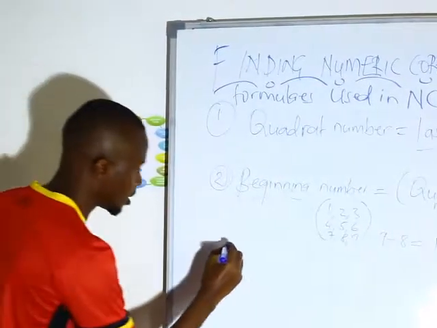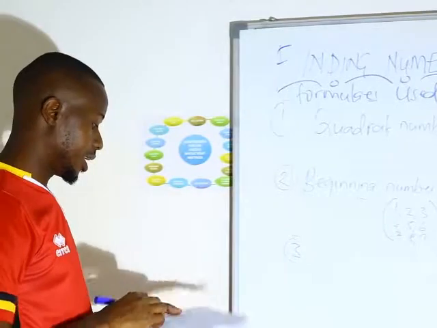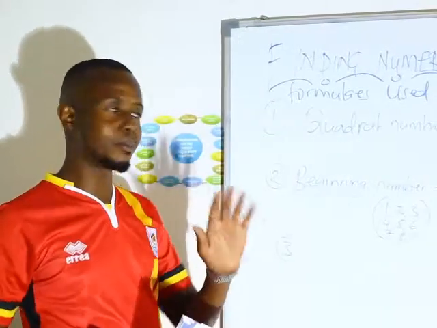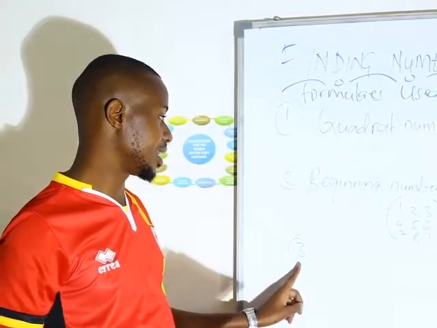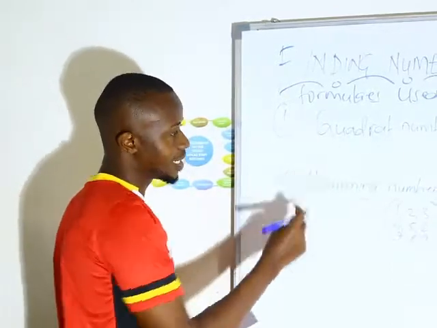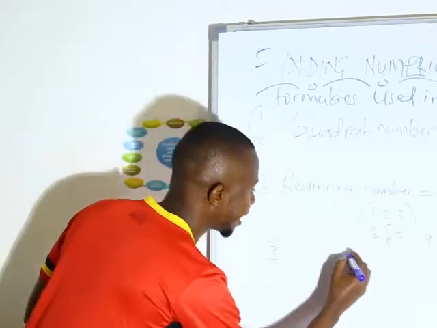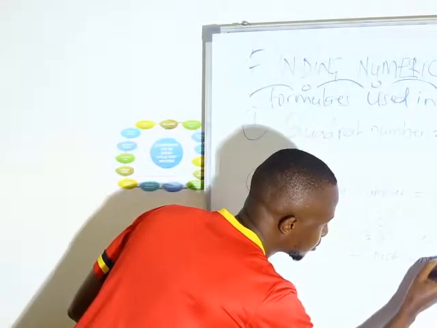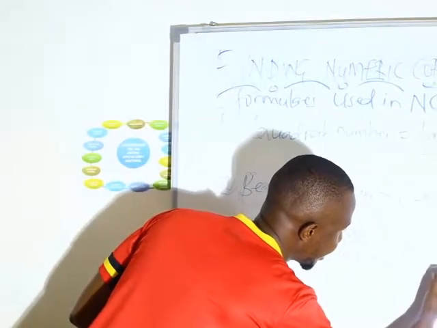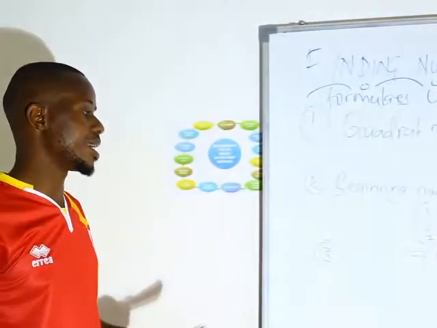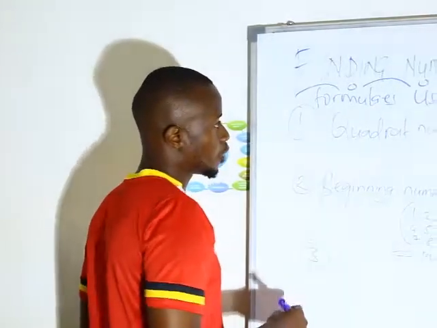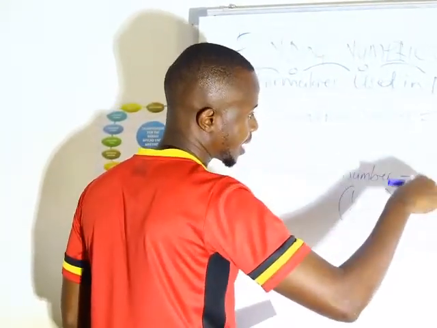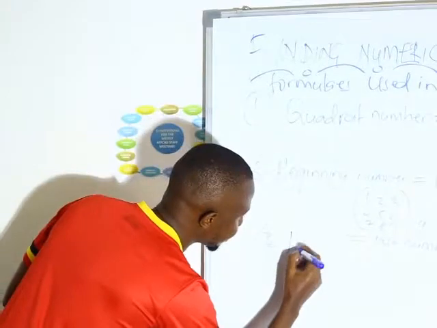So another formula used is called the last number. But before I proceed with the last number formula, you can find the beginning number again by saying last number minus 8. So we are about to find out why we say that beginning number equals quadrant number times 9 minus 8.